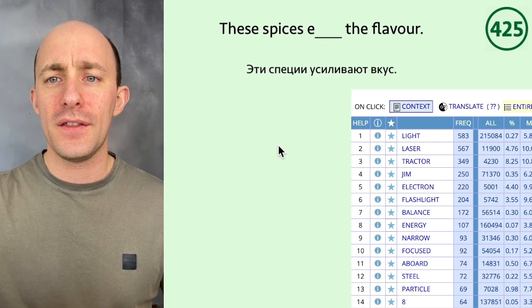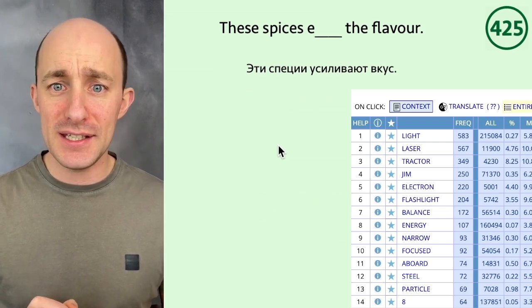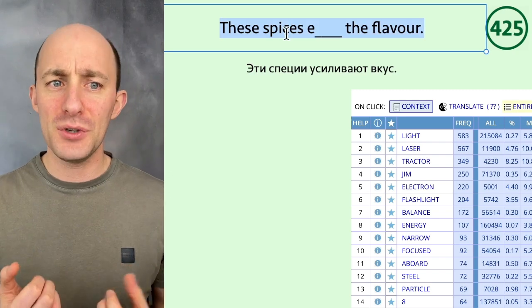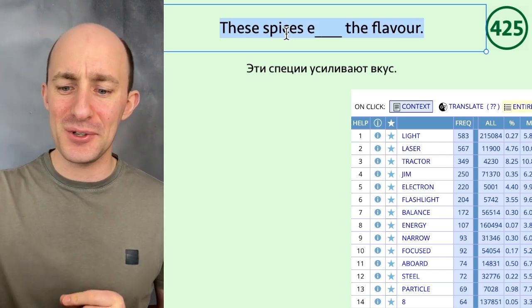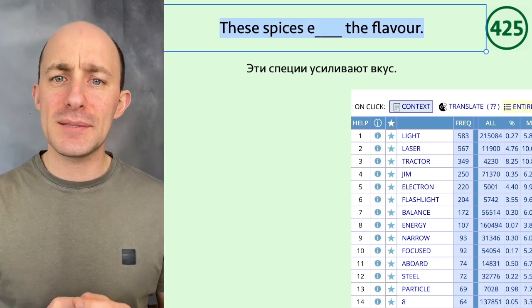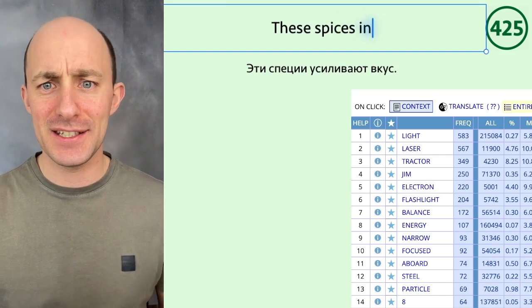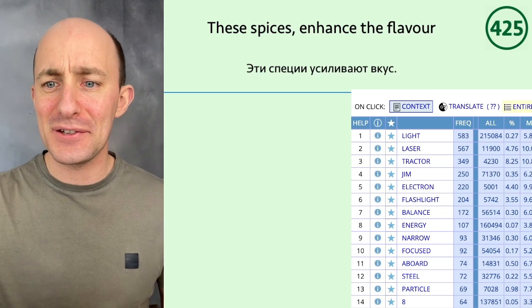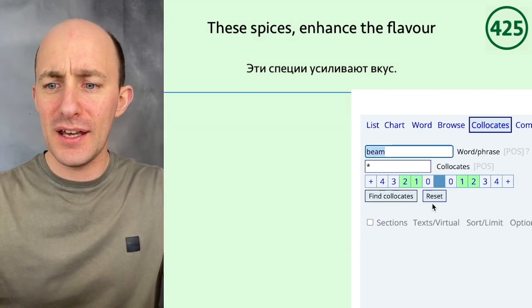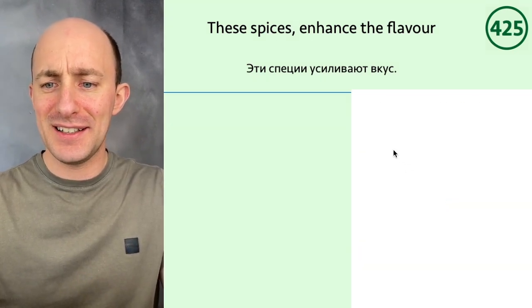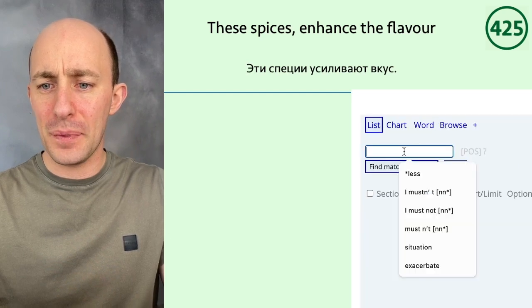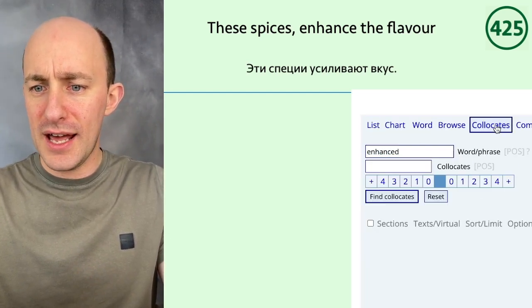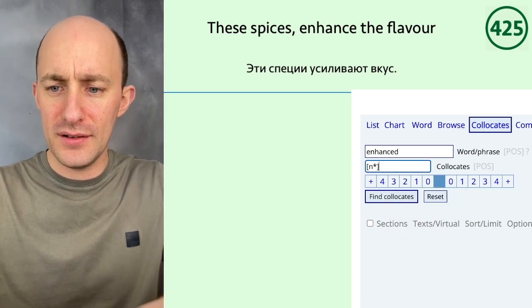Прорыв. The next word. Эти специи усиливают вкус. There is a word strengthen, but there's a better word. These spices enhance the flavour. They enhance the flavour. What other things can be enhanced? Let's have a quick look. Enhance. We'll need nouns before and after.